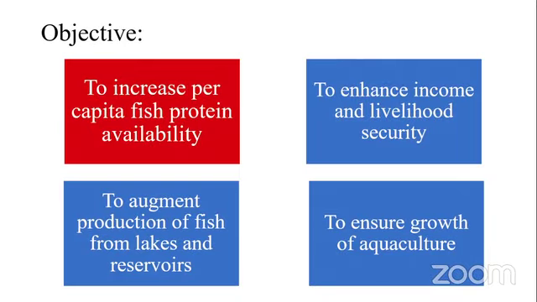It gives good oxygen. In cages, we can rear fishes of different varieties. Nowadays, pangasius is widely used to rear in cages because we are getting good money out of it. So the objectives are to increase per capita fish protein availability, to enhance income and livelihood security of farmers, to augment production of fish from lakes and reservoirs, and to ensure growth of aquaculture. Keeping these objectives in mind, the cage has been installed. Next slide, please, ma'am.